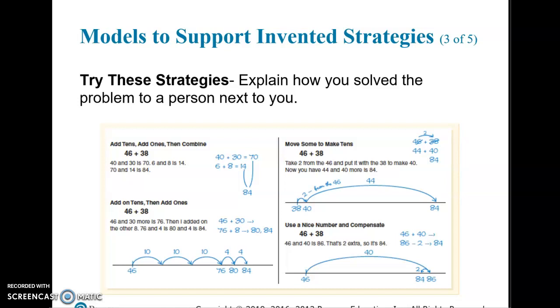Use nice numbers and compensate. So 46 plus 40, so 38 becomes 40 to make 86. You're going to subtract 2 because you added 2 before to get 84.